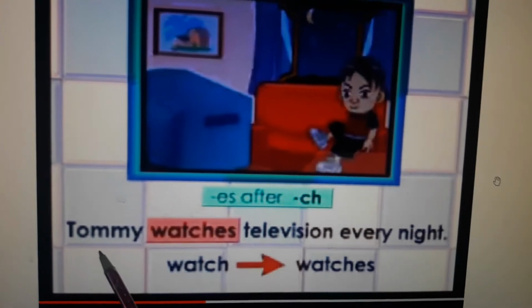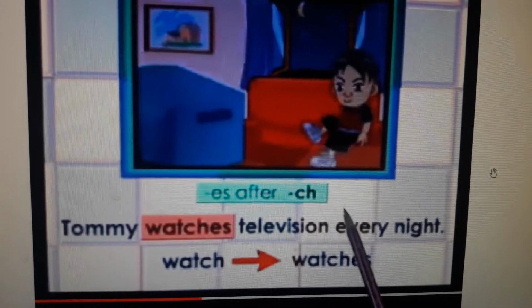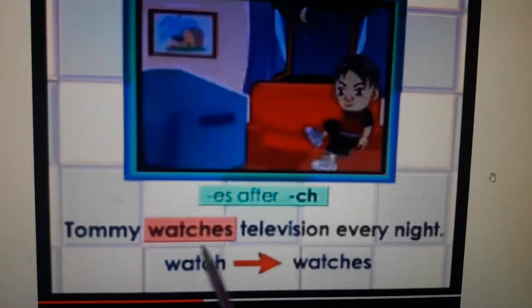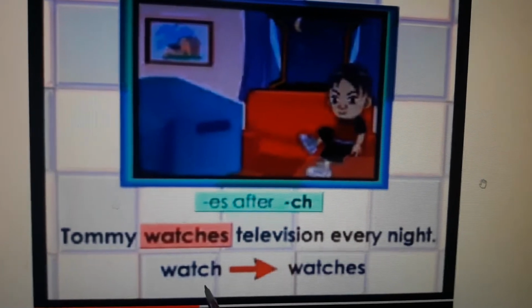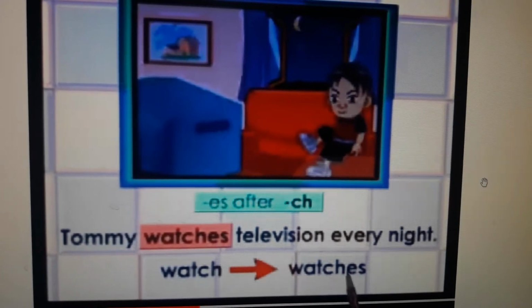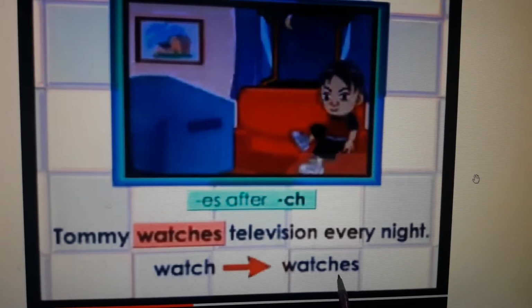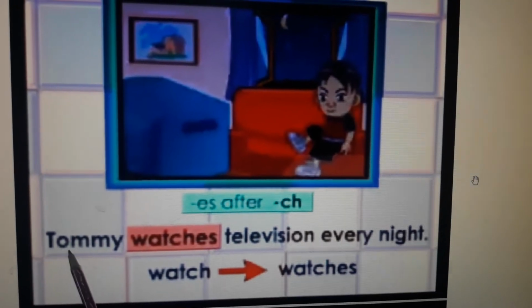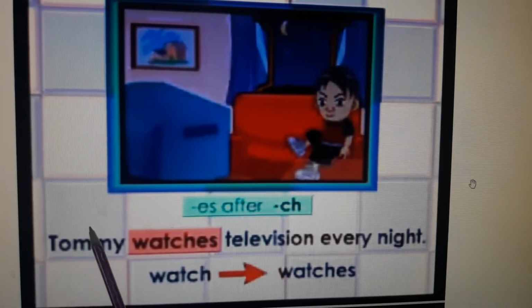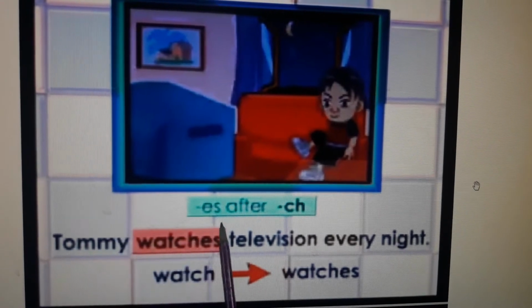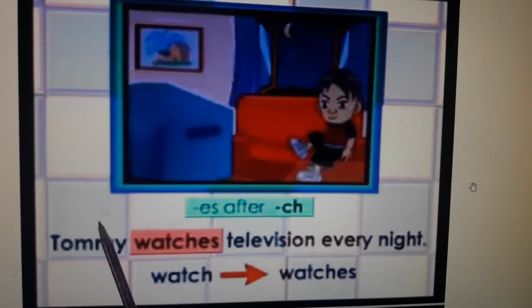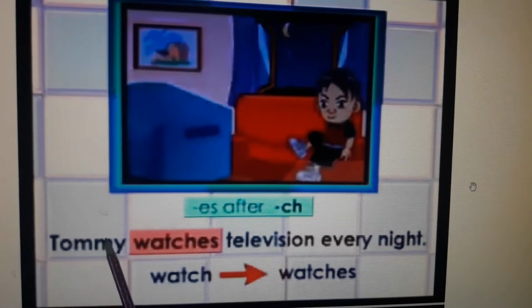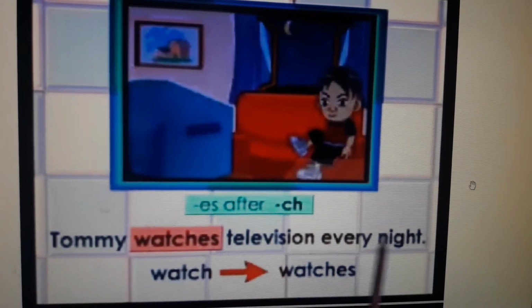Okay student, look here. Tommy watches television every night, because watch is the original form of the verb, means first form of the verb, so we add es with it: watches. Tommy is he, so as I told you, with he, she and it we will add s or es or ies with the verb. Tommy is a boy, he, so he watches television every night.